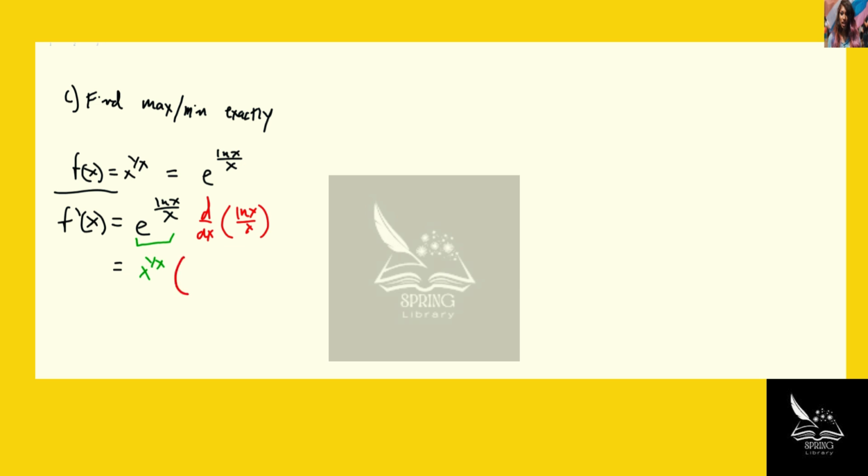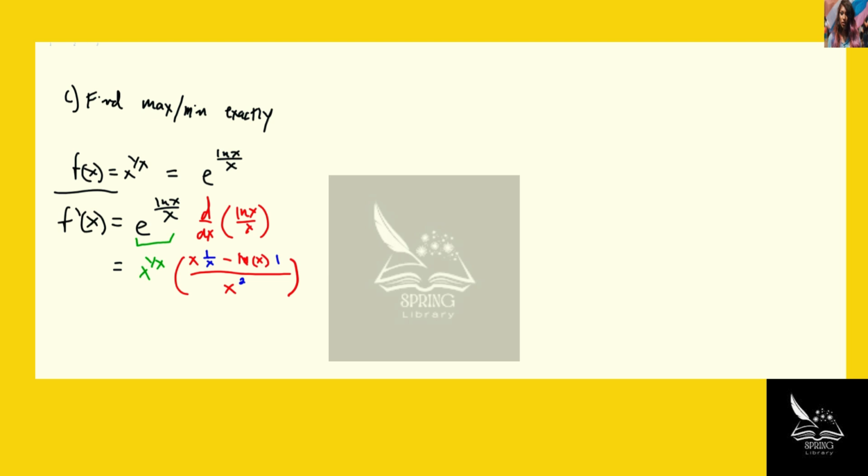So remember, quotient rule says we're going to take what we have in the denominator, so low d high, the derivative of natural log of x is going to be 1 over x, and then minus high d low. So this should be natural log of x times the derivative of what we have in the denominator, which is just 1, all over what we have in the denominator squared.